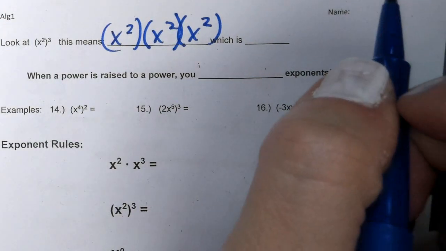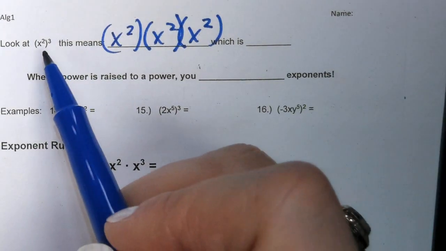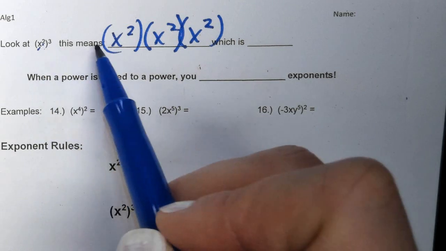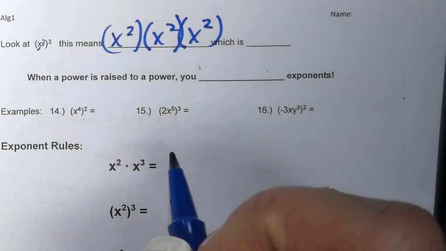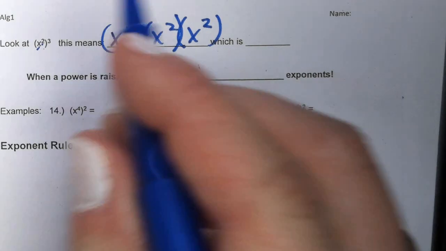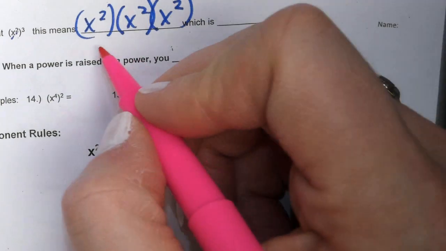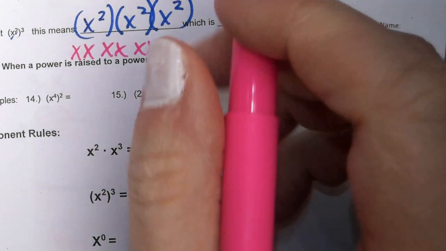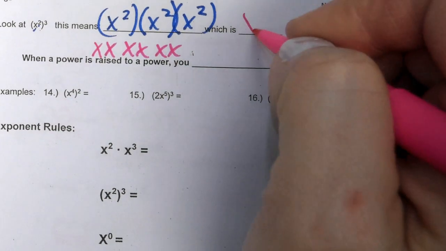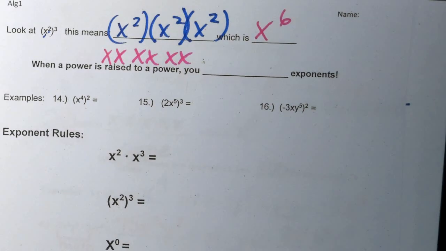Right? Because you have x squared to the third, so it's 3 x squared's. What does this mean if we were to map this out with just x's? x, x, x, x, x, x. How many x's is that? x to the 6th.